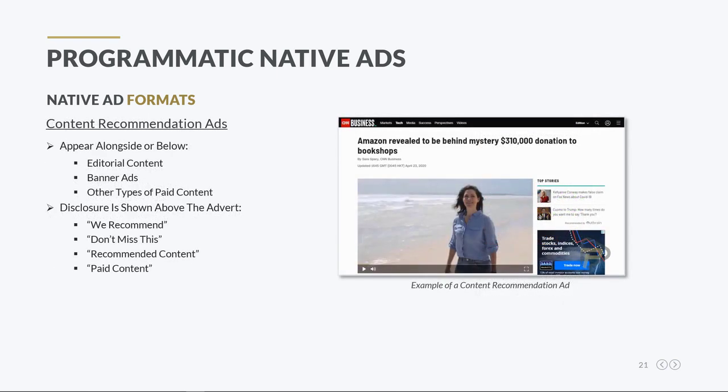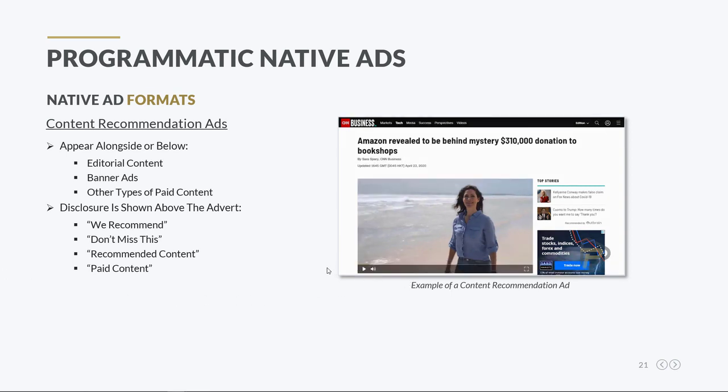The content recommendation ads, also known as content discovery ads, sponsored content ads, and content recommendation widgets, appear alongside or below editorial content, banner ads, or other types of paid content. They are not found inside feeds or in between article paragraphs but look like separate widgets. Above a content recommendation ad, there is usually a disclosure term mentioning "we recommend," "don't miss this," "recommended content," "paid content," or something else that sets the ad apart from the rest of the content.